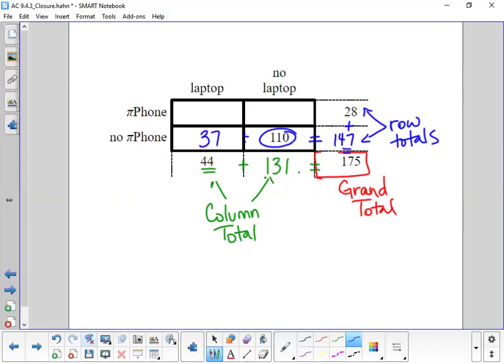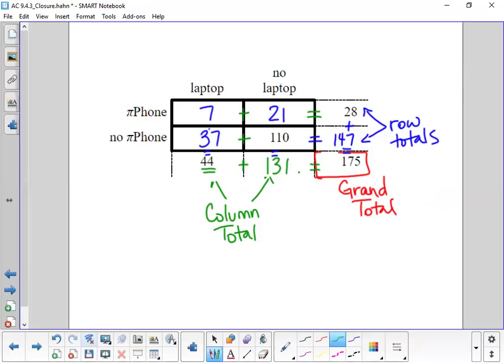And then I can kind of do the same thing down the columns. Whatever is here plus 37 has to equal 44. So I can do 44 minus 37, and I will get 7. Same thing with this row. Whatever is here plus 110 has to equal 131. So I can do 131 minus 110 to get 21. And now I can double check my work. 7 plus 21 should equal 28. Yep, that's right.